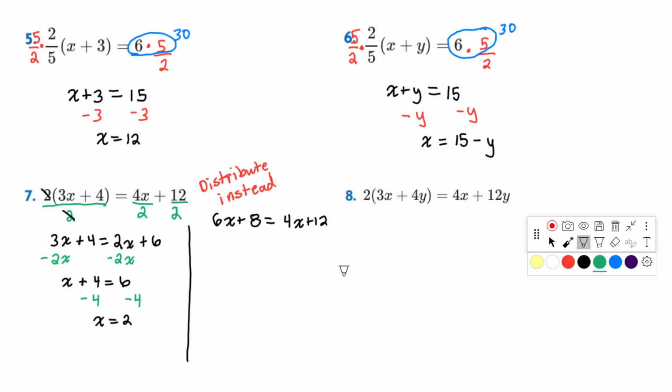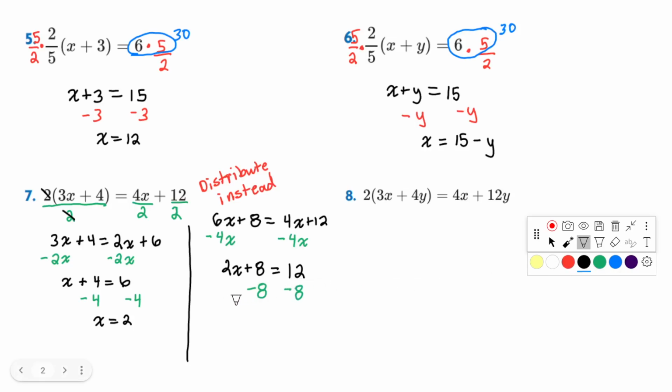I'm going to do the same thing on the one where I distributed. I'm going to subtract the smaller of my two x terms. So I end up with 2x plus 8 equals 12. 2 times x and then add 8, so that means I need to subtract the 8 first, because that's the inverse of plus 8.